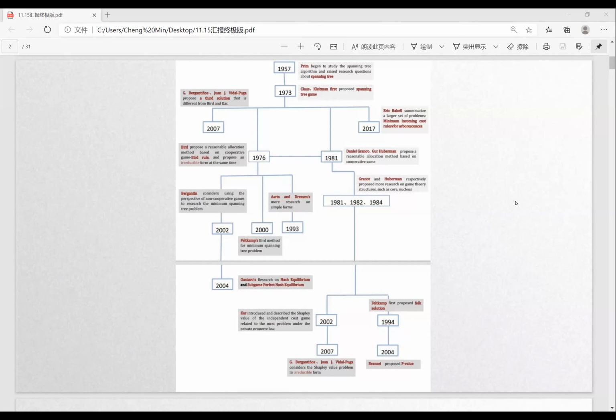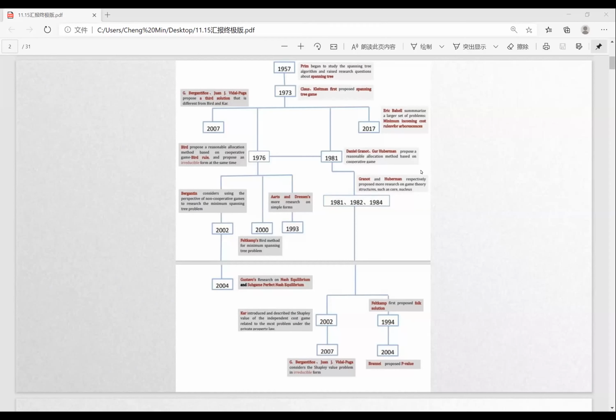Daniel Granot and Gur Huberman proposed a reasonable allocation method based on cooperative games. They gave a second solution for minimal cost spanning tree games, and they also proposed more research on game theory structures, such as the core and nucleolus.